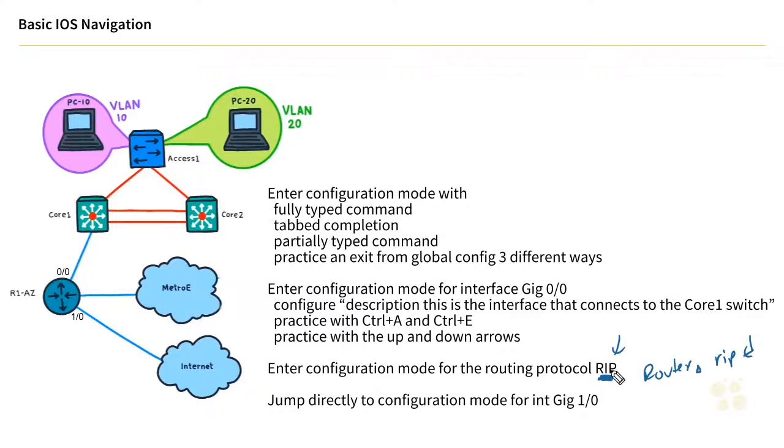And for our grand finale, let's do this. Instead of typing in Control-Z or end or exit to get out, let's go ahead and just do a jump directly from the routing protocol for RIP, and we'll jump directly over into interface configuration mode for Gig 1/0.